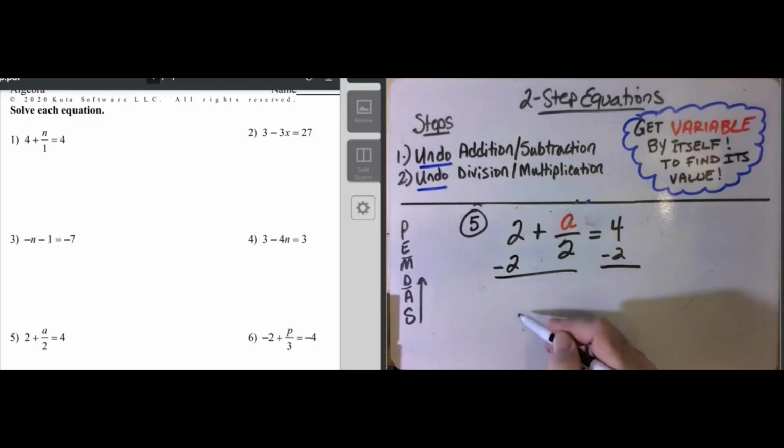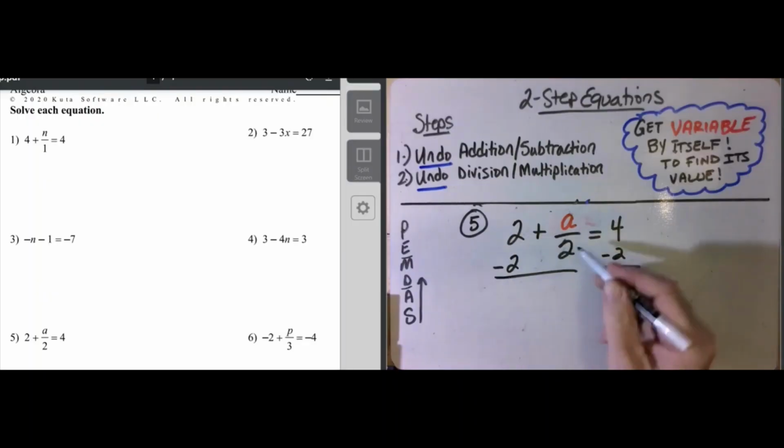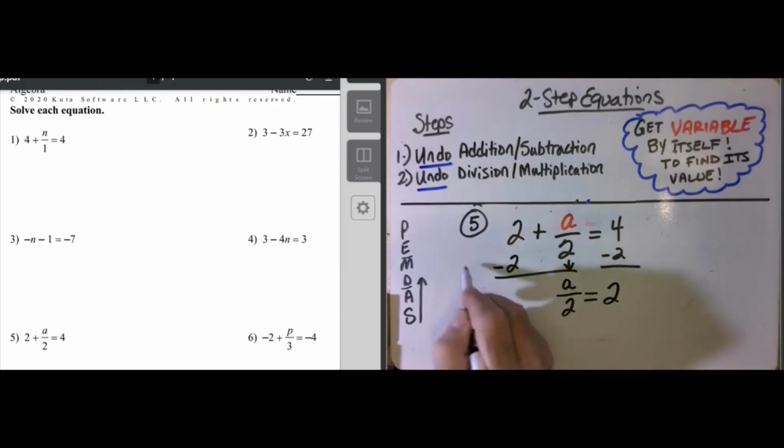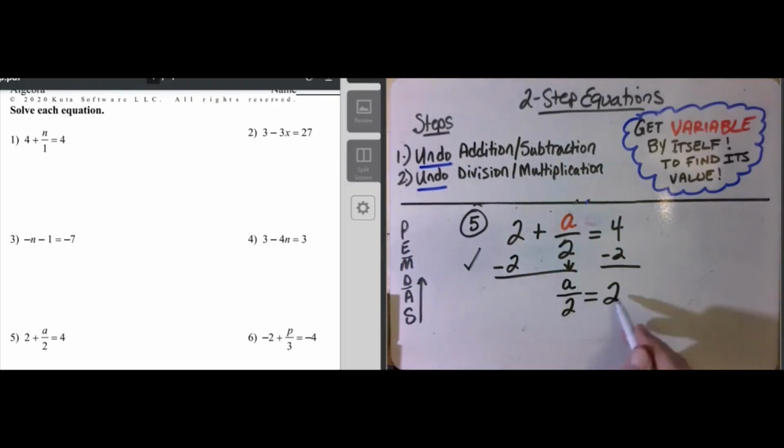Now it becomes a vertical problem. 2 minus 2 is 0. There's nothing to add or subtract to the a over 2, so let's go ahead and bring that down. And then 4 minus 2 is 2. So that's the first step to undo the addition or subtraction. Let's go ahead and do the second step.